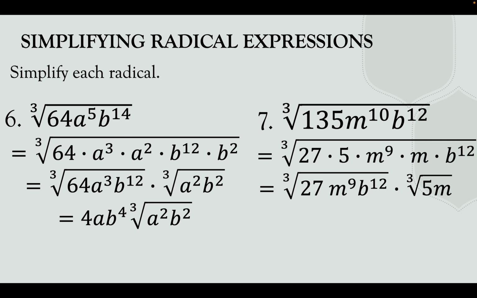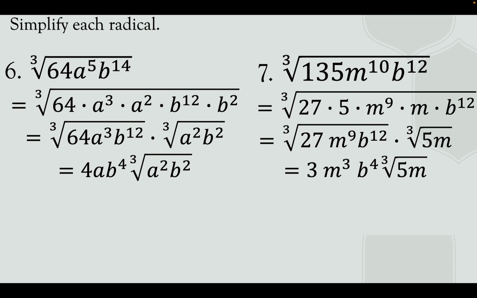So we have cube root of 27 m raised to 9 b raised to 12 times cube root of 5 and m. What is cube root of 27? It is 3. Cube root of m raised to 9, m raised to 3. Cube root of b raised to 12, we have b raised to 4. And then copy cube root of 5m.